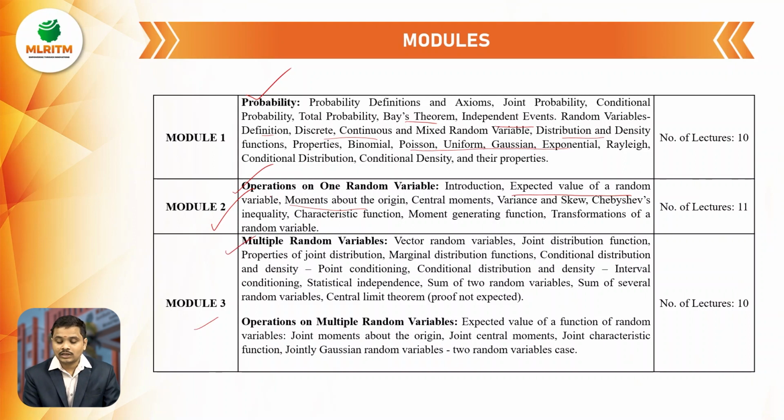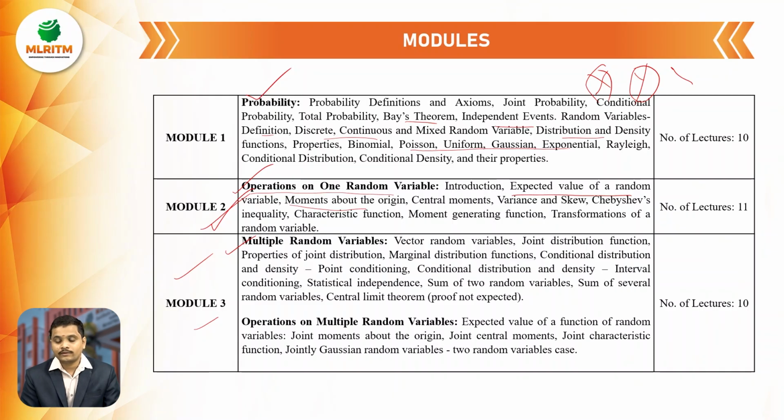Whatever things were discussed for one random variable, we will consider random variable X or random variable Y, anything, in module 2. Coming to module 3, here we will discuss two random variables at a time. By considering the two random variables in the sample space, we'll discuss the same operations.